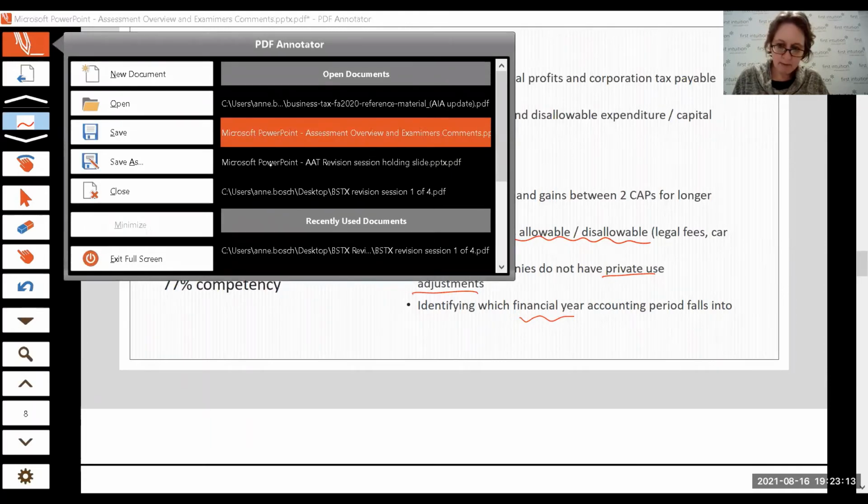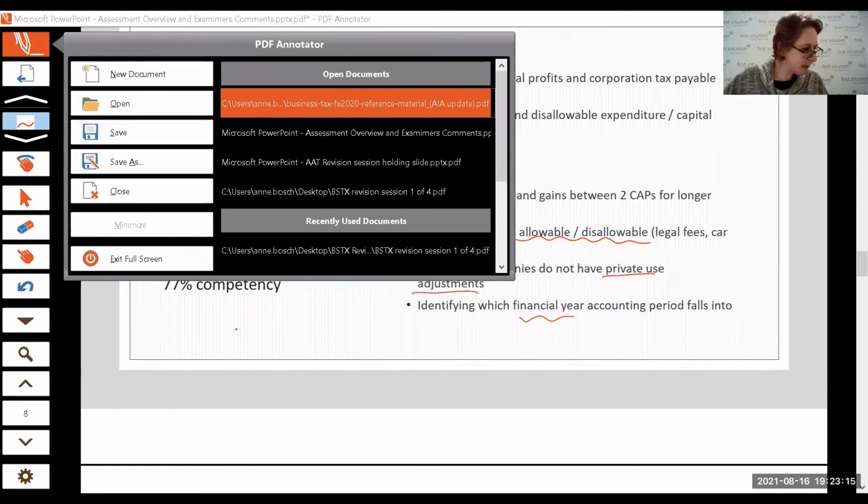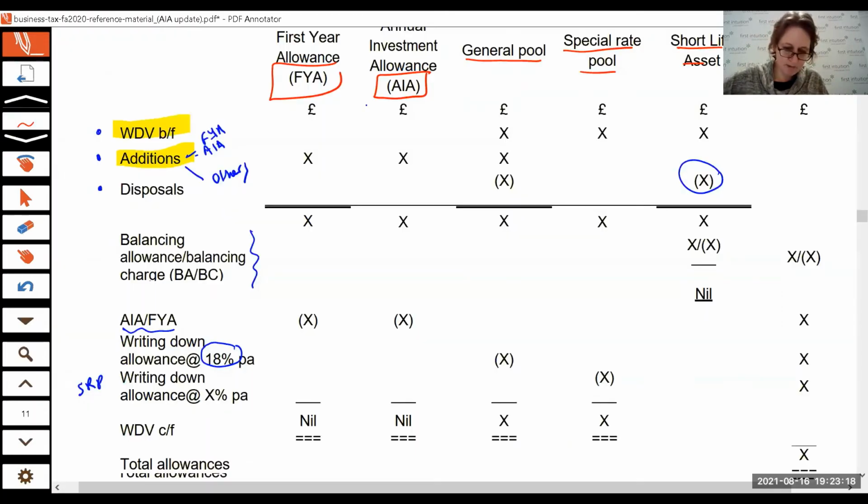Right, where are we? Reference material. So I'm going to skip to the section where this is dealt with, just briefly to show you what you get.